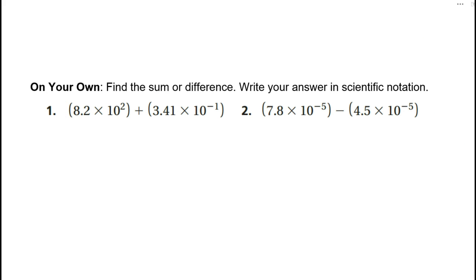All right, try these two problems on your own and press play when you're ready to review.